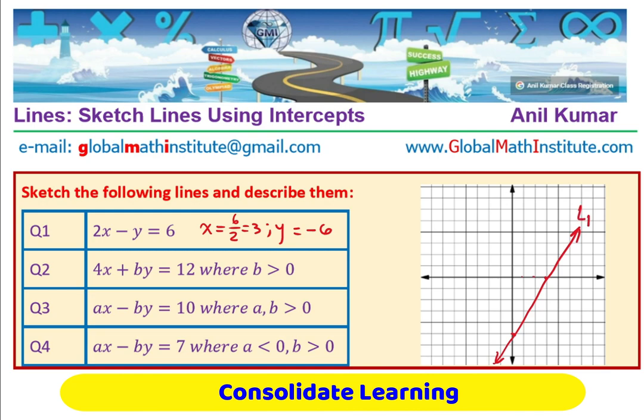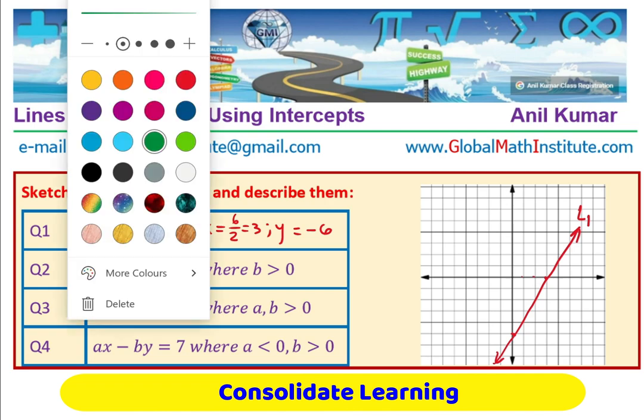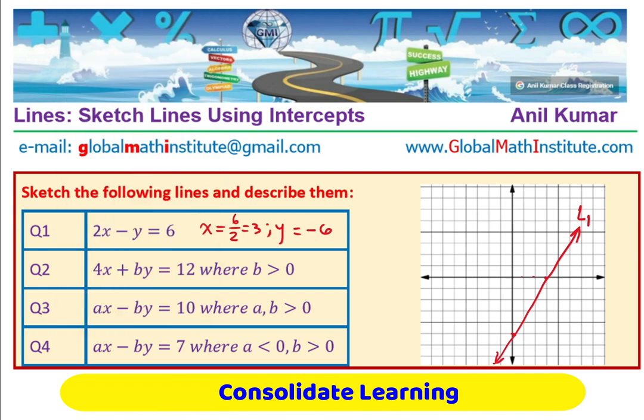Now let's talk about the second line. Second line here, b is positive and the value of x-intercept is what? X-intercept will be 12 divided by 4, which is 3, correct? So which is positive 3 again here. And y value will be 12 divided by b, right? So y-intercept is 12 by b. b is greater than 0 means positive. So we have a line which goes through this point, but it is going downwards. Do you see that? So that is line 2.